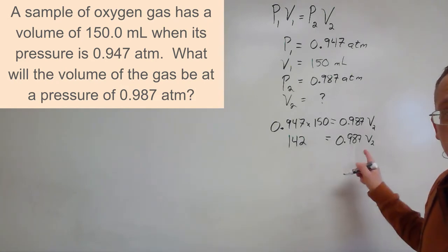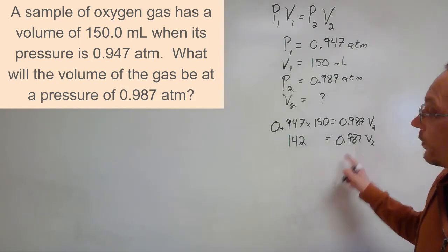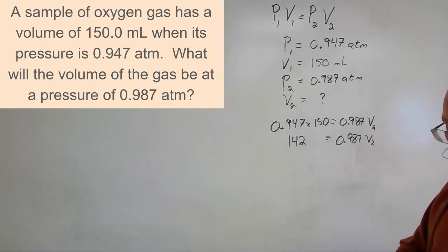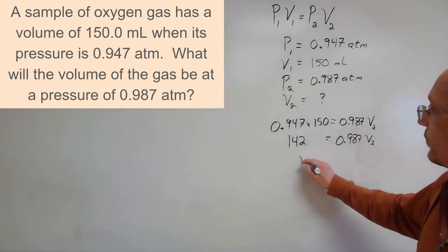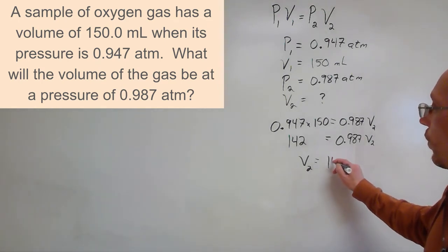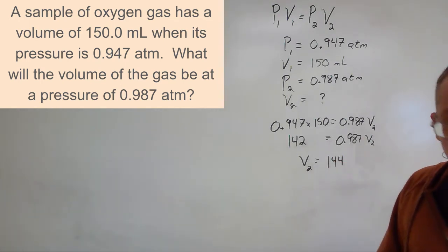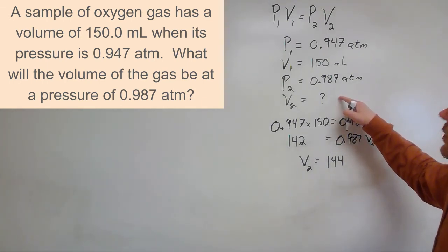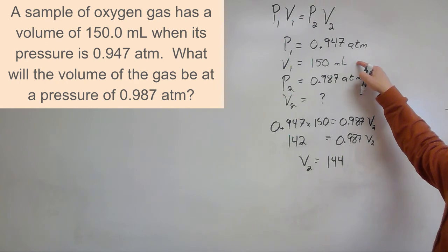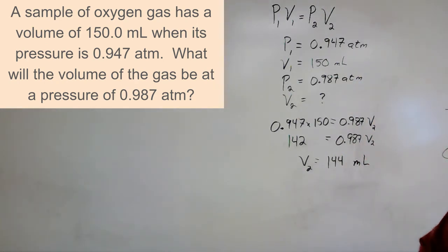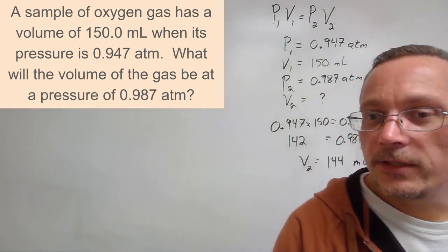Now we can see to solve this, we just need to divide by this number. So I'm going to take 142 divided by 0.987, and I get volume 2 is equal to about 144. We need a unit to put on there like we mentioned a minute ago. Our unit for volume 2 is going to be the same as volume 1, so it's going to be in milliliters. Pretty easy there, not too hard.